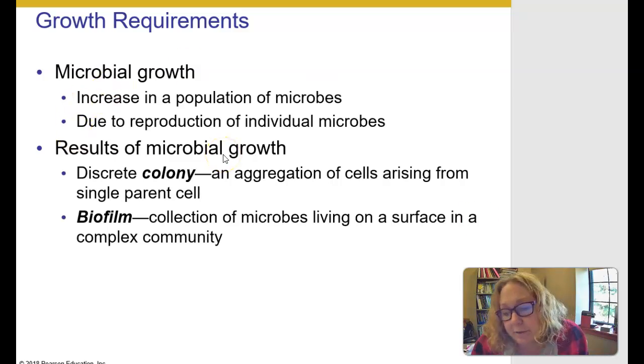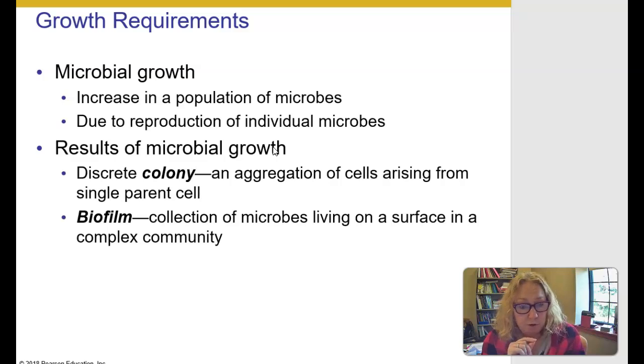Okay, we're going to talk about how to grow microbes. Yay! Microbial growth will increase the population of your microbes. So that's what you want. You want to put them in your incubator and you want their growth to increase. This is due to the reproduction of individual microbes, so you want them to be happy and reproduce and grow.